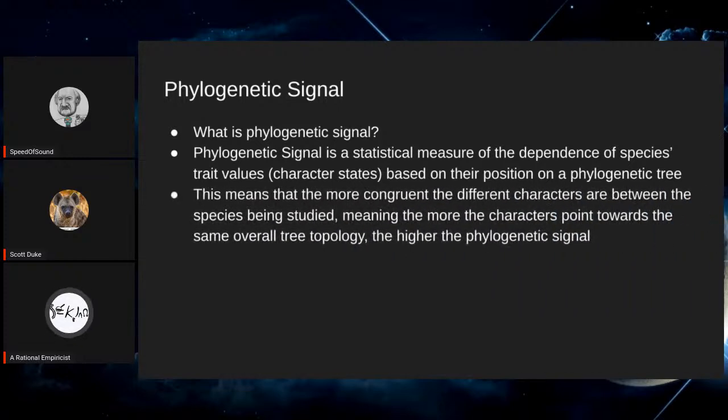So what phylogenetic signal means, basically, is that the more congruent the different characters are between the species being studied, so basically you have lots of different characters, put them into your analysis, and the more congruent that they are, meaning the more they all point, or most of them point toward the same overall tree topology, the tree shape, basically. So the more congruent they are, the higher the phylogenetic signal.